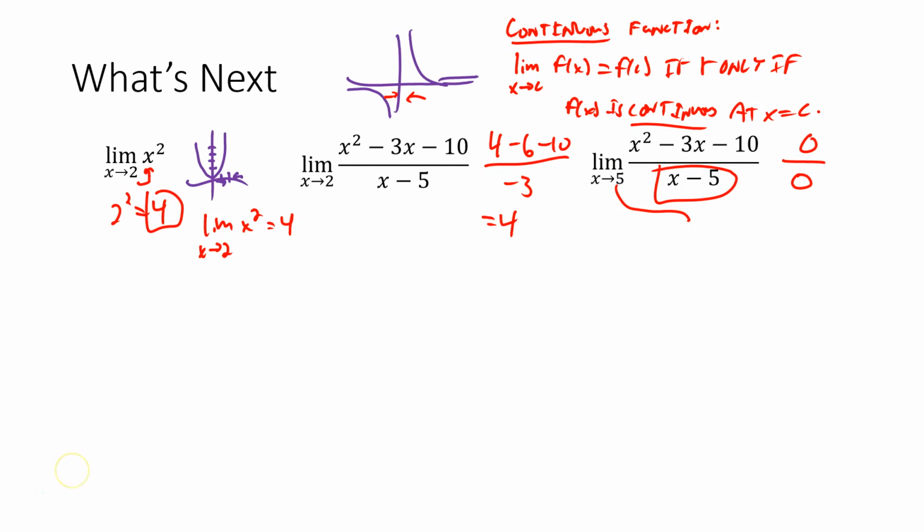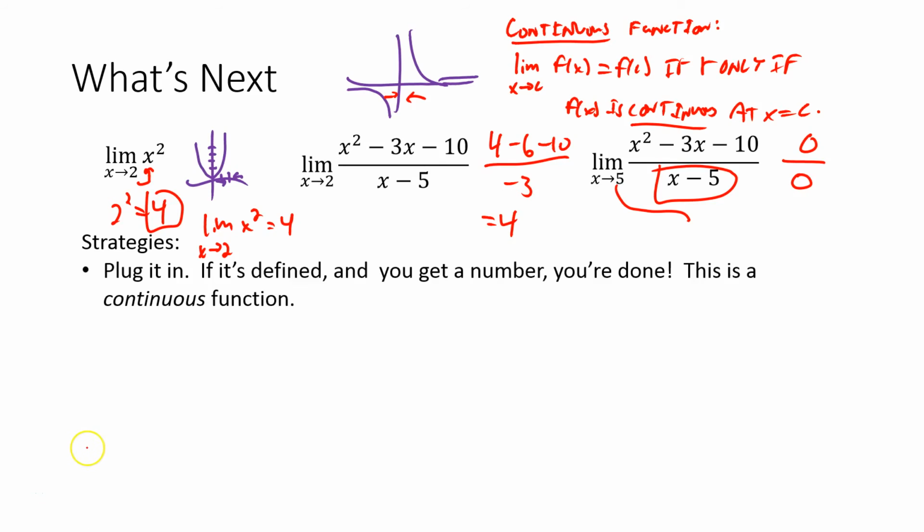So let's take a look at some of the strategies we can use to actually find these limits. The first strategy is just to plug in the number, and that worked for our first function right here, x squared. It also worked for our second one. Even though this function had a hole, when we plugged in 2, it gave us a number. So plug in the number. That's all you have to do. If it's defined and you get a number, then you're done. That would mean that it's continuous at that point. So I should add that at that point.